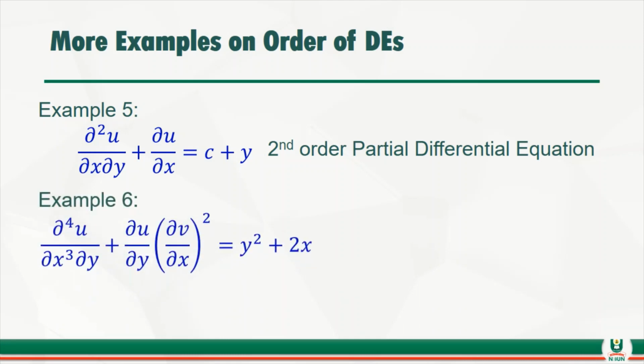Now let's proceed to example 6. Again, the unknown function we are looking for, which is the dependent variable, is u. And what about the independent variables? We have x and y. Another thing we should look at is that we have another dependent variable, which is called v. So in this problem we have u and v as the dependent variables, and x and y as the independent variables. So how do I describe this problem, example 6? I can call this one a fourth order partial differential equation.